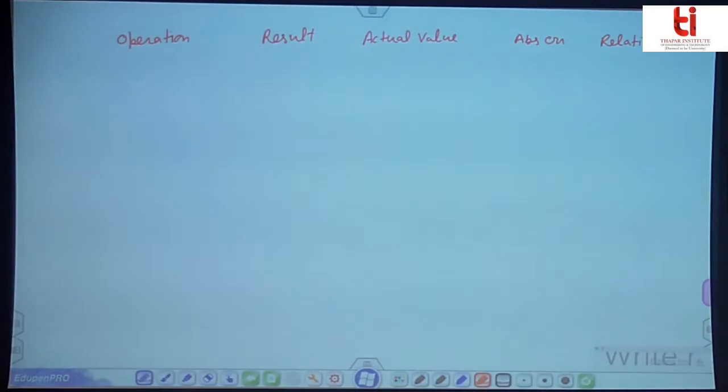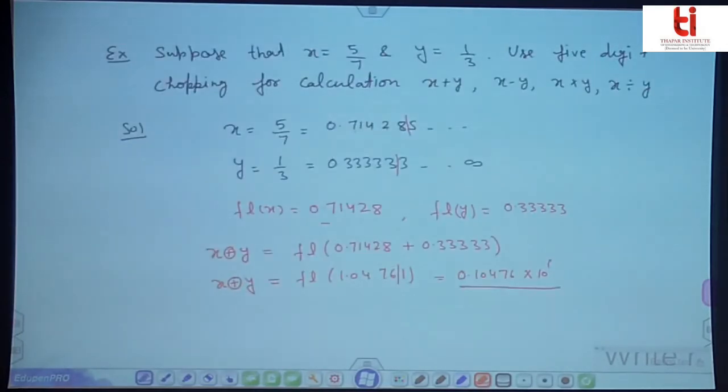Let us find out the operation x plus y that we have already done. That is 0.10476 into 10 raised to power 1, and its actual value is 22 upon 21. If you see from here, we'll find out the actual value. X is this number, and y is this. So x plus y is 5 by 7 plus 1 by 3. It is 22 upon 21. So this is the actual value.